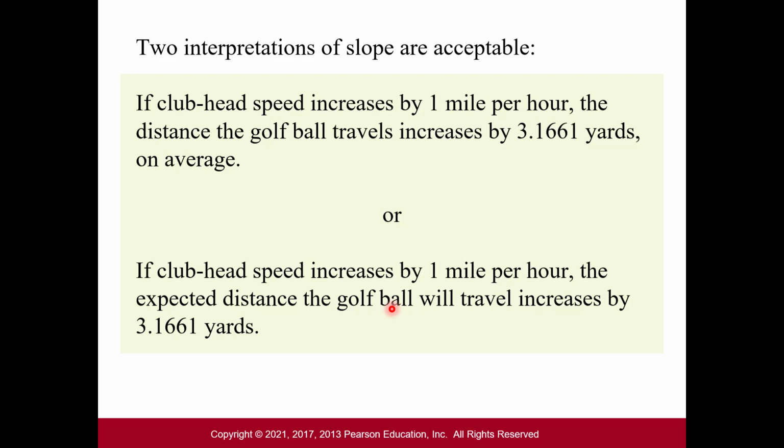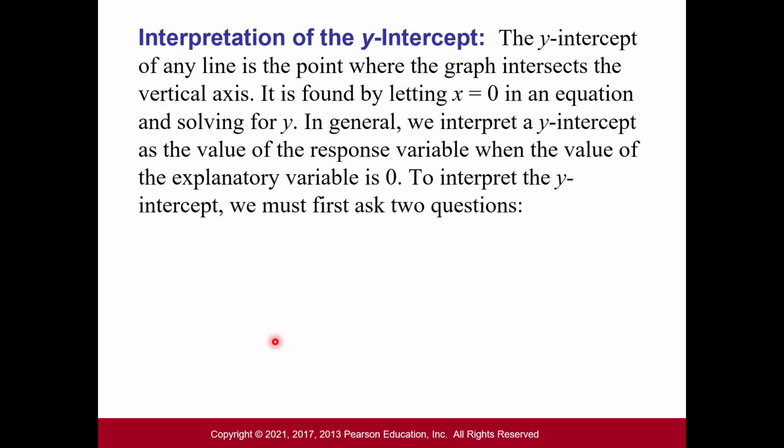So, the interpretation of the y-intercept. The y-intercept for any line is the point where the graph touches or intersects the vertical axis. And the way you can find it by computing is just letting x equal 0. For us, that's our explanatory variable. And then you solve for y, your response variable. So the y-intercept is the value of the response variable when the explanatory variable is 0.